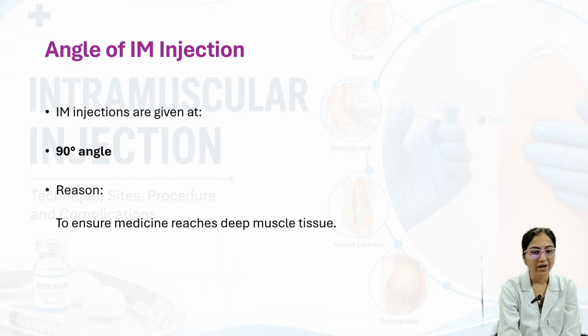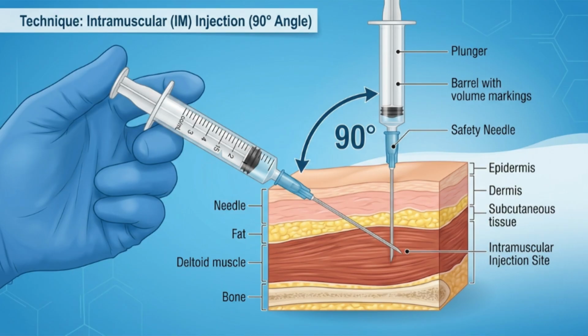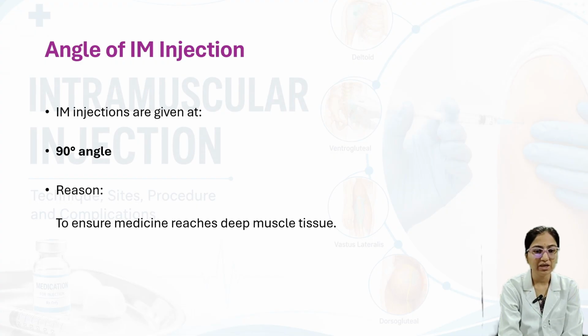Next we'll see the angle of IM injection. IM injections are given at a 90-degree angle. What is the reason behind this? To ensure medicine reaches deep muscle tissue.